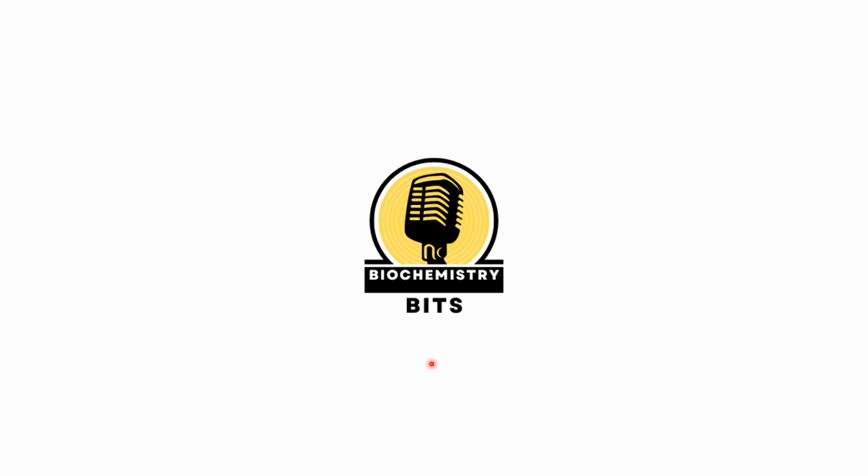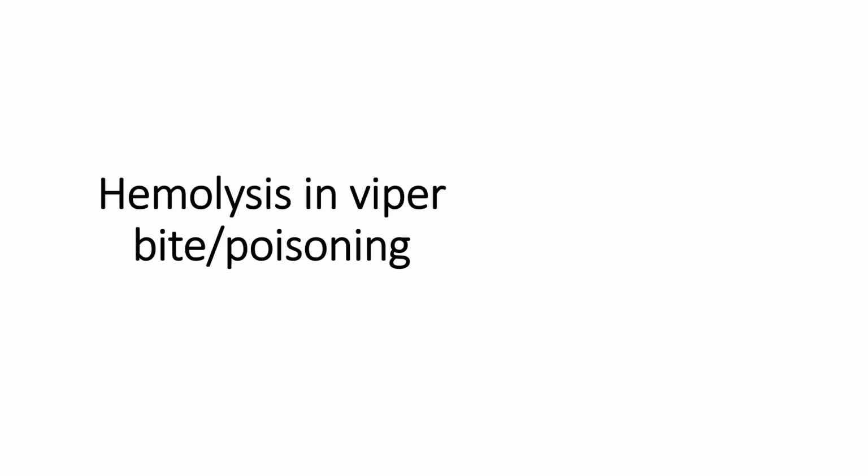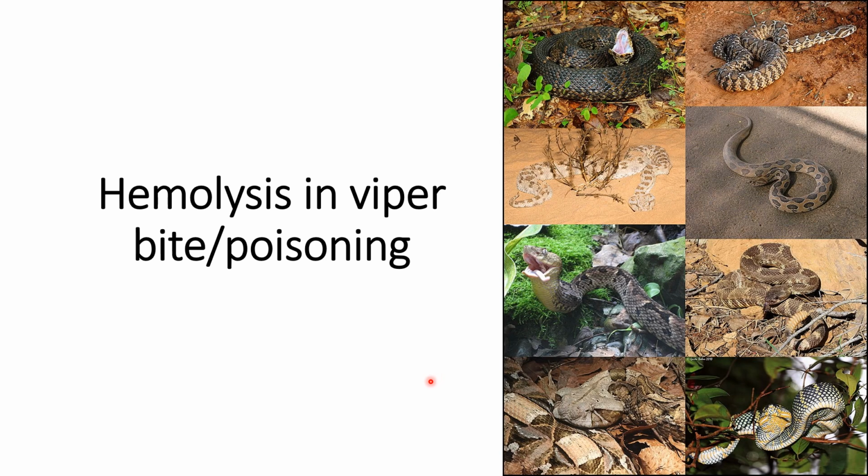Hi, in today's biochemistry bits, we are going to discuss a reasoning out question. So the question is hemolysis in viper bite or poisoning. This is a very common question asked under the topic of chemistry of lipids for a first MBBS student. So what is this viper bite or poisoning?